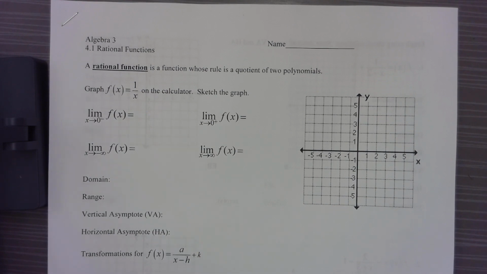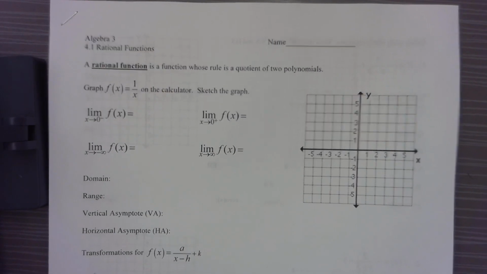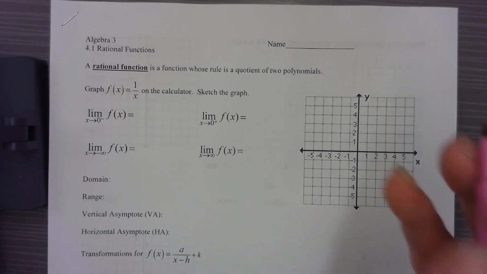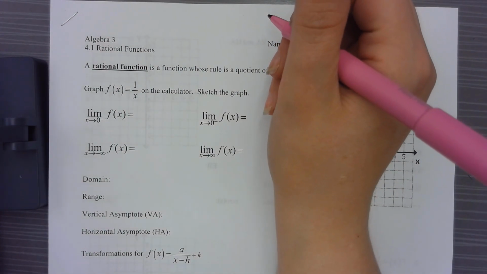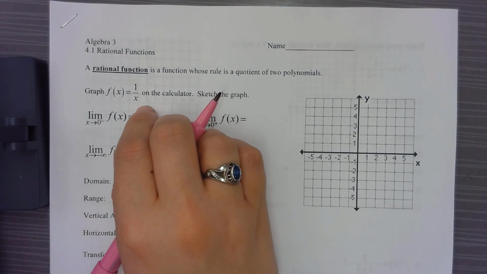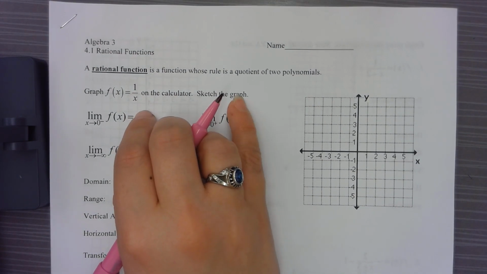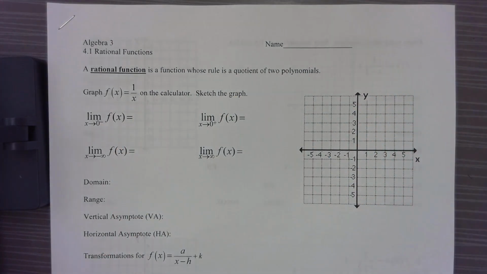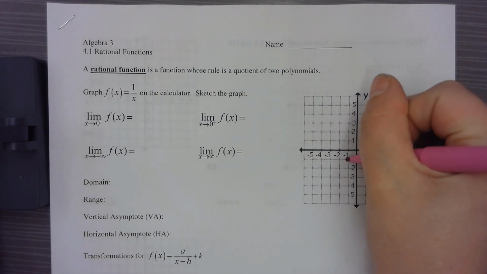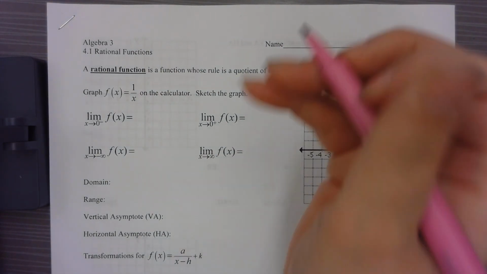So rational functions are functions whose rule is a quotient of two polynomials. Quotient means that it's some sort of division. And so the parent function for this is 1 over x, which we have seen before earlier in the year. We said when we did it that our parent function points were (1, 1) and (negative 1, 1), but we're going to add a couple more to that list.